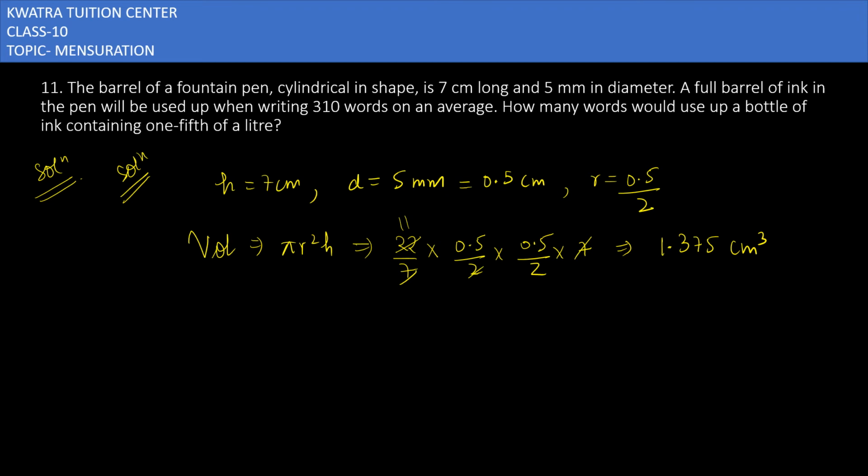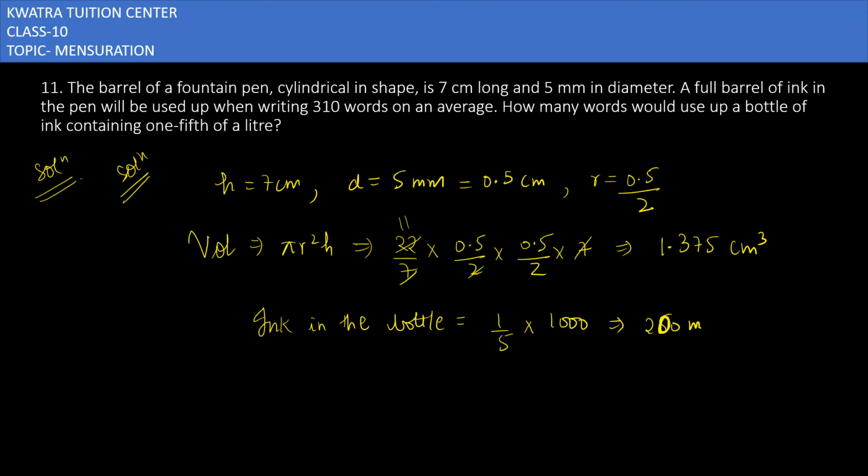Then they are saying that ink in the bottle is equal to 1/5 of a liter. So how much is that? 200 ml. Ink in the bottle is equal to 1/5 of a liter. How many ml are there in a liter? 1000 ml. So it will be 200 ml. This is 200 ml, and then they are saying how many words can be written using this ink. How much can you write with 200 ml?